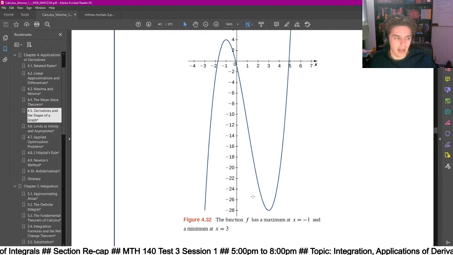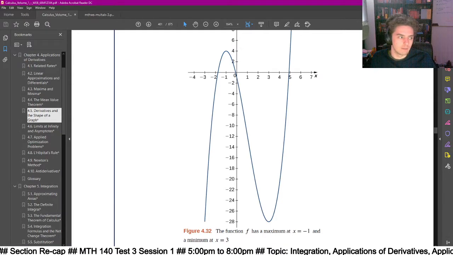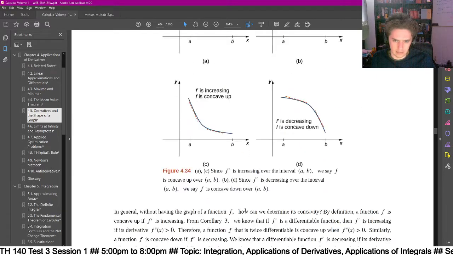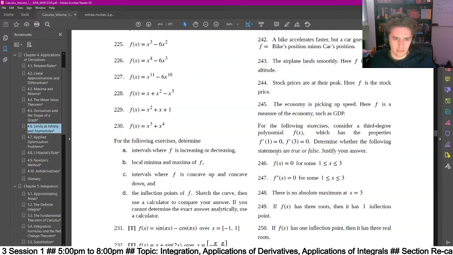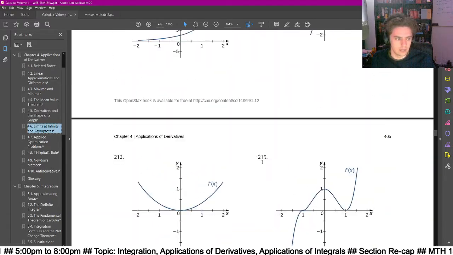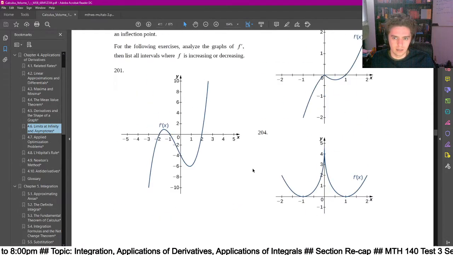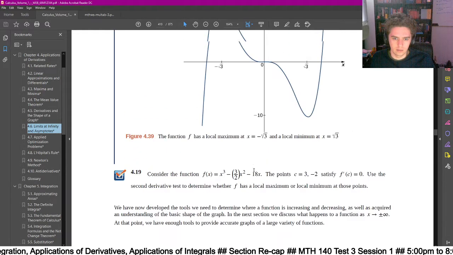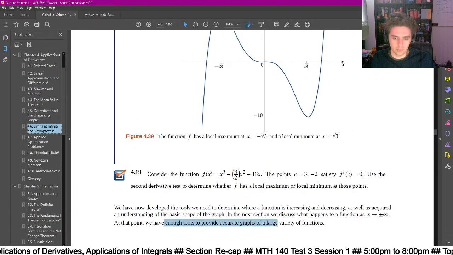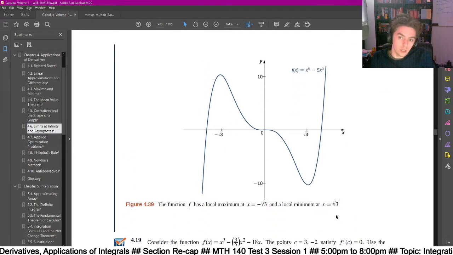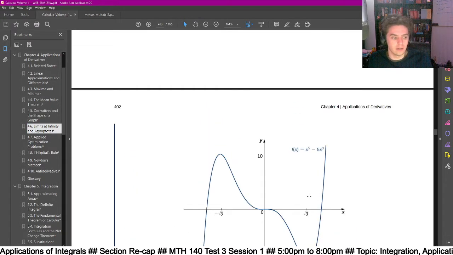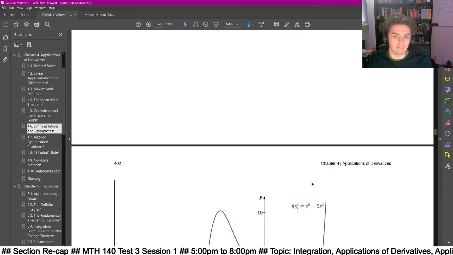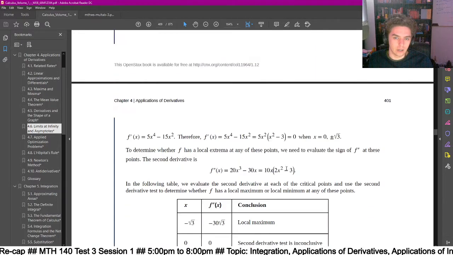All these skills, I think, are actually used for being able to graph a function, which is a part of this chapter, actually, I think at the end. Right, no problem. Let's see, did they talk about graphing? At this point, we have enough tools to provide accurate graphs of a large variety of functions. Yeah, so all this is kind of to figure out what we need to know for graphing these functions. I could do a graphing example.